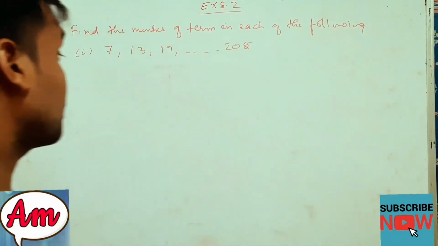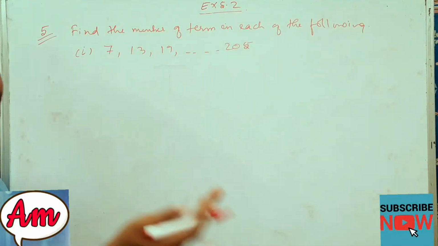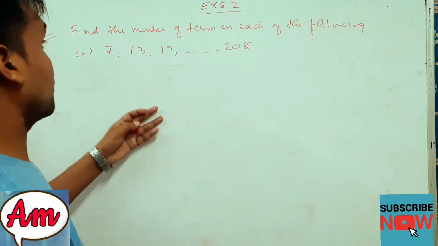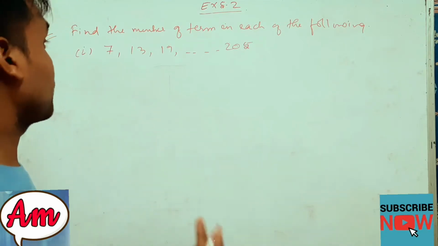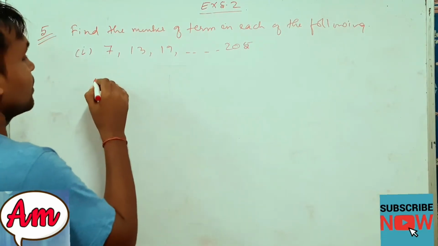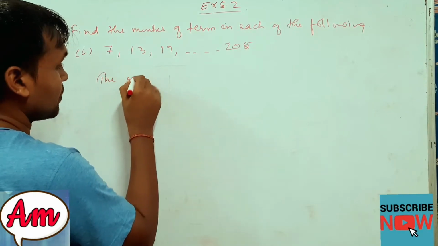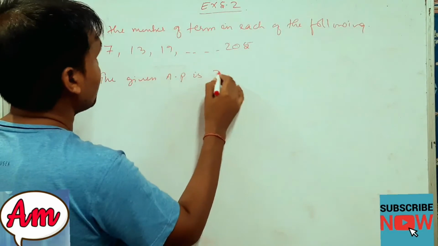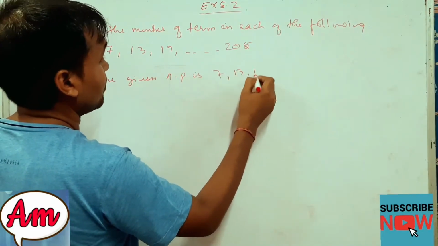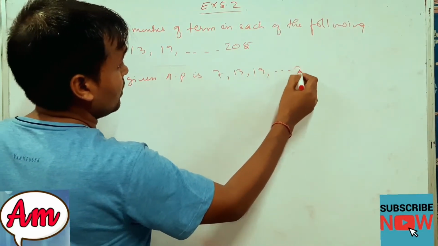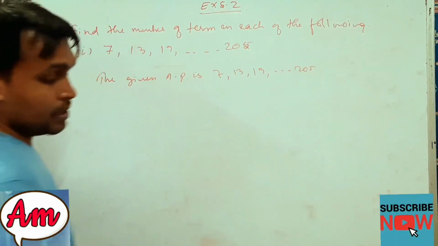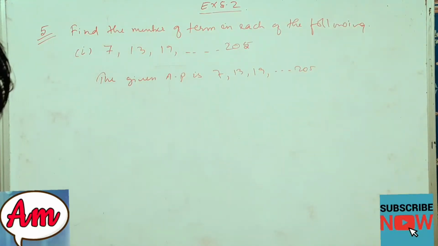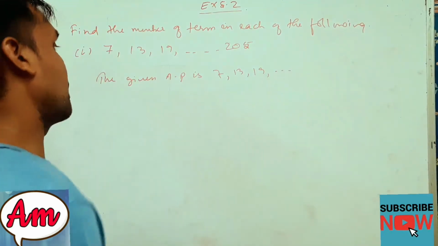So again here also the same way, dear students. If you have understood the earlier lecture, you can pause the video and try by yourself. So the given AP is 7, 13, 19, dash, 205. These are the things which are given here.